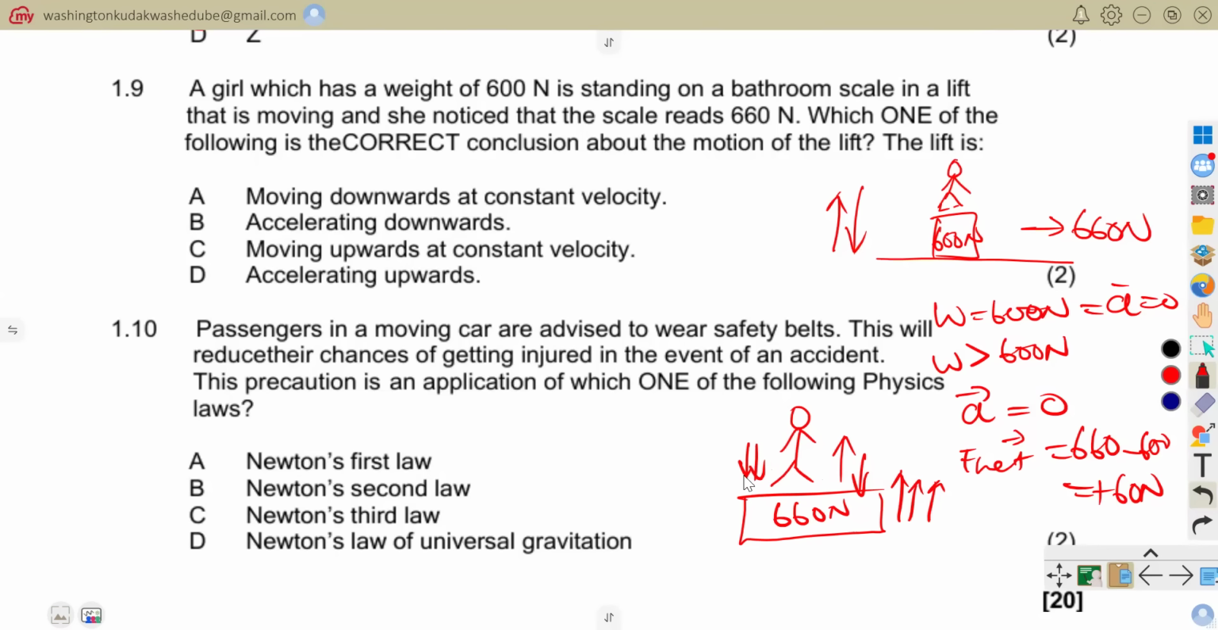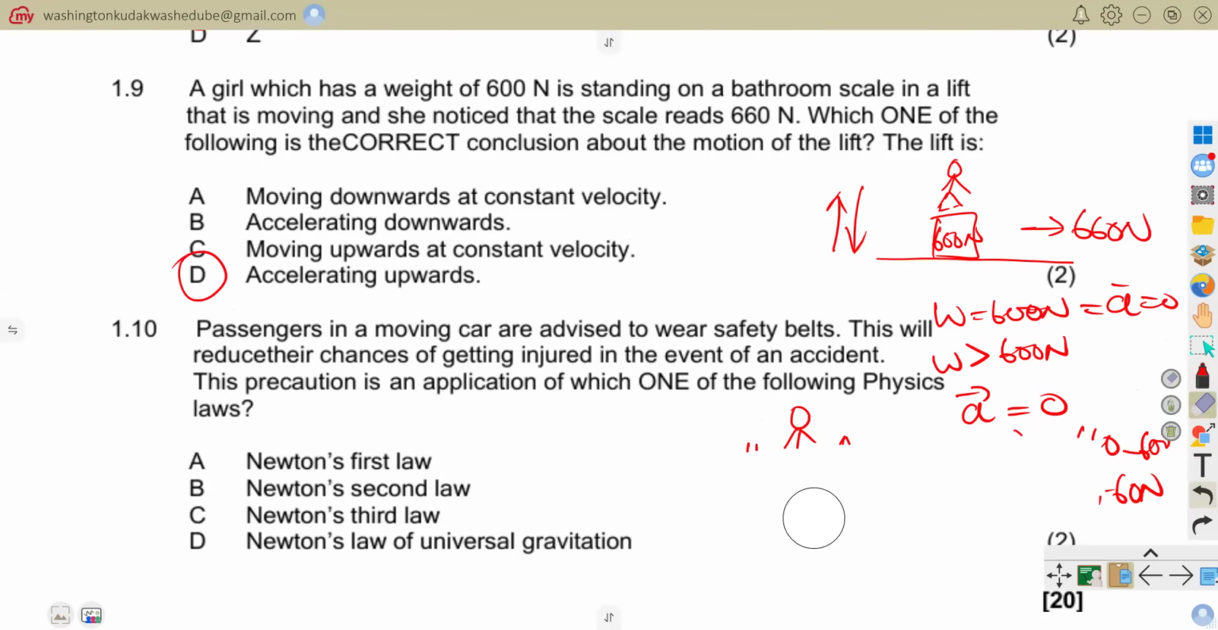So as it is opposing, when there is an increase in this value, it means that our opposing force is the one that is greater than the weight. If that is the case, we are looking for what? Acceleration upwards. We are looking for acceleration upwards.